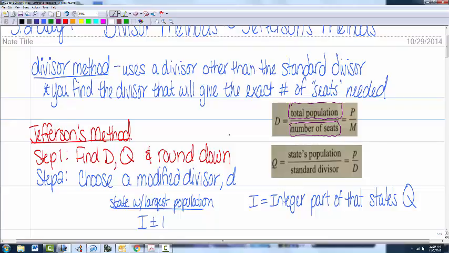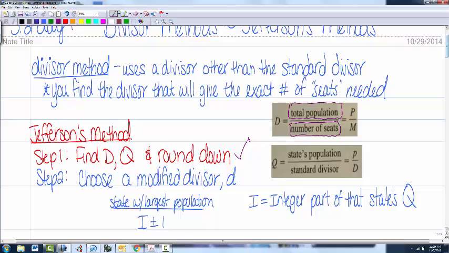Well, Jefferson's method is completely different. It has nothing to do with any of those at all, except for step one. Step one is exactly the same. Find D, find Q, round down, see what each state gets. We're not going to do states right away, though. We're going to emulate an example that is in the book. Okay, so it is weird, and I'll get it in terms so you understand it.